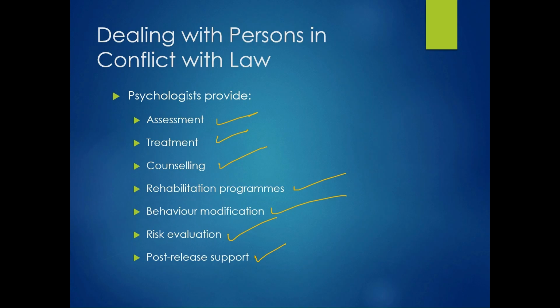For example, a juvenile offender may receive emotional regulation training and social skills development so that that person can get safely reintegrated into the society.